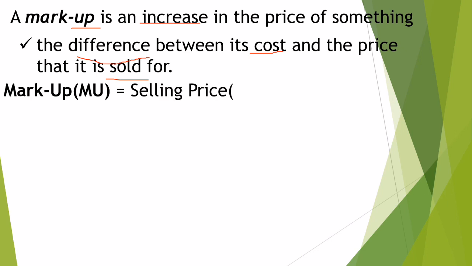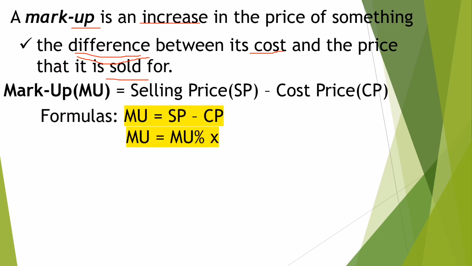Okay, so markup, or MU, is equal to selling price, or SP, minus cost price, or CP. So, eto na yung nasa taas kanina. Okay, we use difference means minus. So, in shortcut, we write it as MU is equal to SP, selling price, minus CP, cost price. If the given is selling price and the cost price, we will use the first formula.